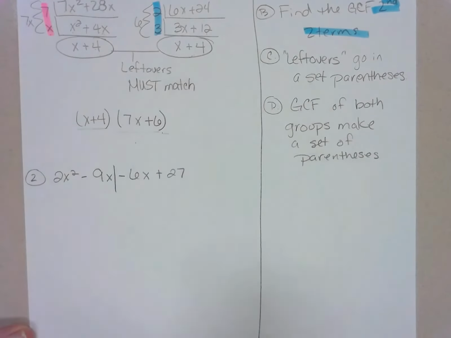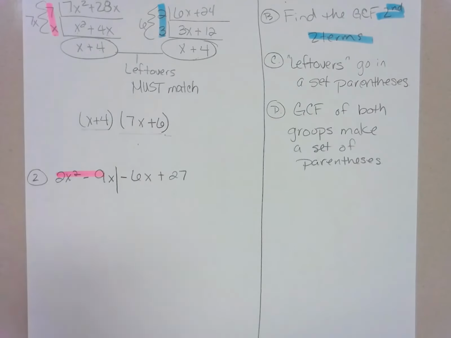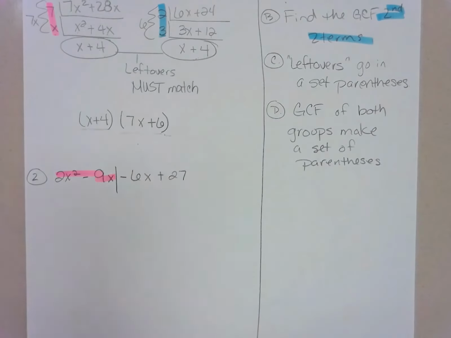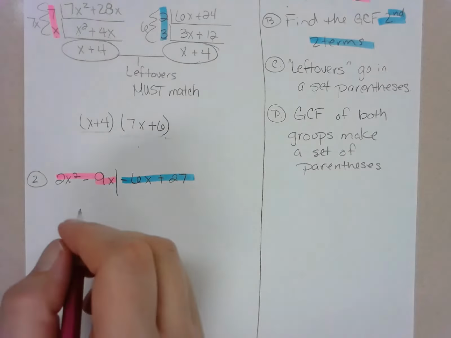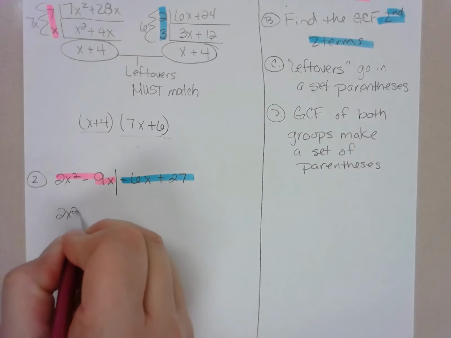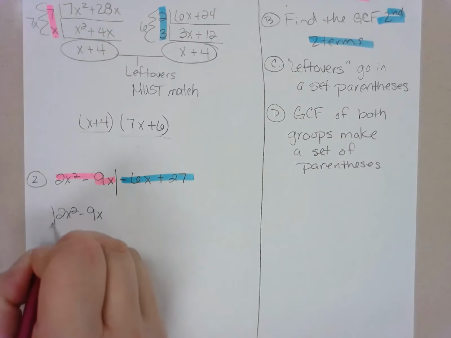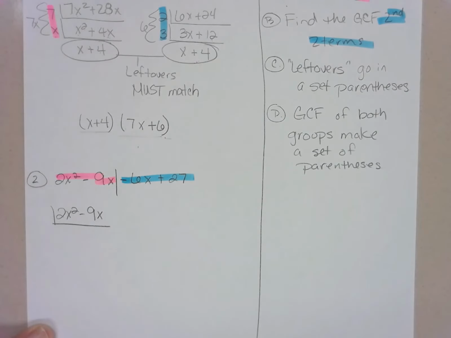So I'm going to break my problem in half. I've got my first two terms, x is included in that, and I've got my second two terms. And I'm going to find the GCF of each of those things. So I'm going to take 2x squared minus 9x, and I'm going to find the GCF of those.